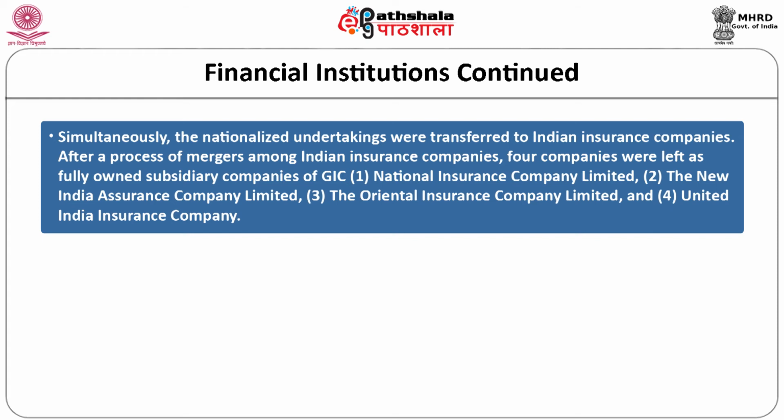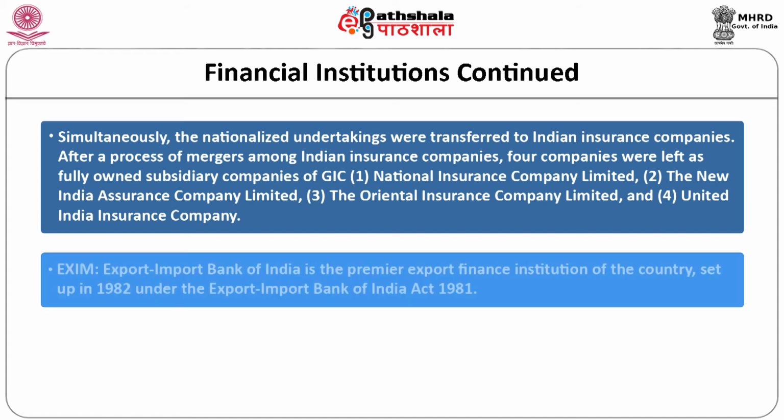Simultaneously, the nationalized undertakings were transferred to Indian insurance companies. After a process of merger among Indian insurance companies, 4 companies were left as fully owned subsidiary companies of GIC, which are number 1, National Insurance Company Limited, number 2, New India Assurance Company Limited, number 3, the Oriental Insurance Company Limited, and number 4, United India Insurance Company. EXIM.